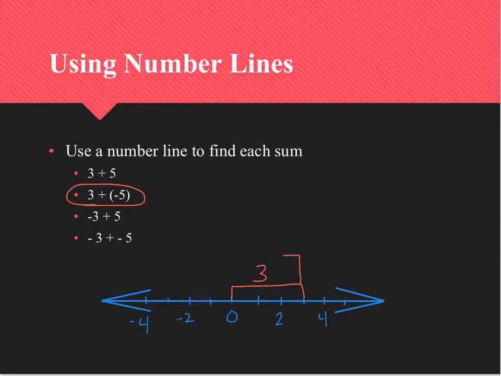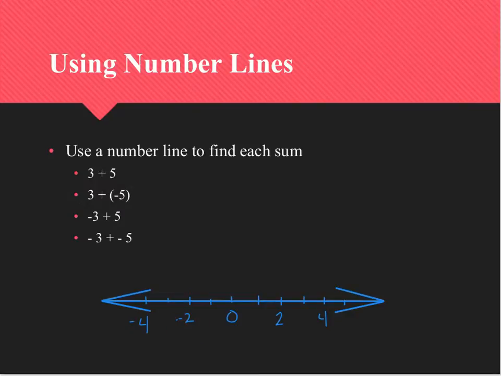So we're going to go negative 5 this way. So we got 1, 2, 3, 4, 5. This is our negative 5, negative direction, going this way, for a value of 5. And as you can see, our answer is negative.